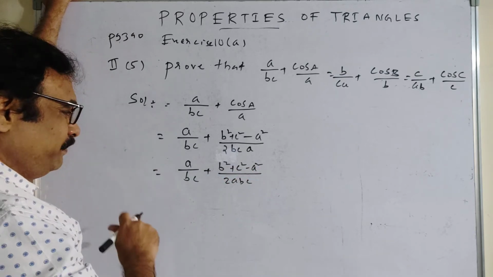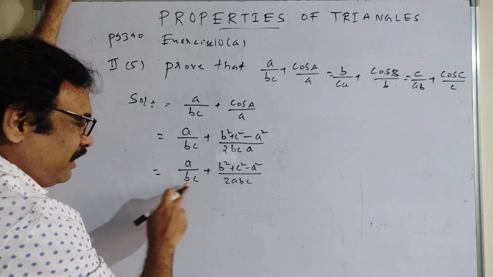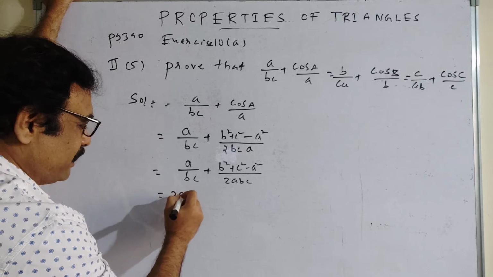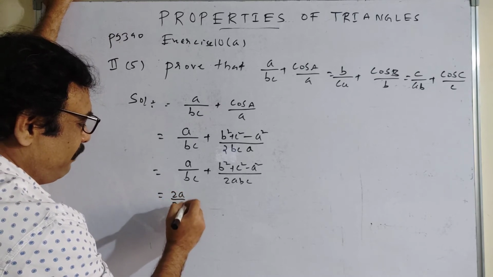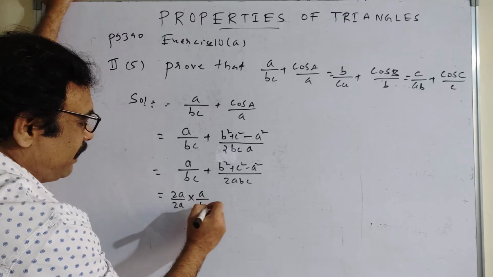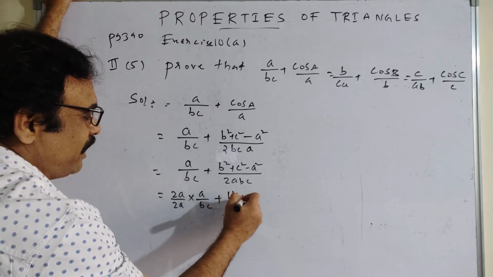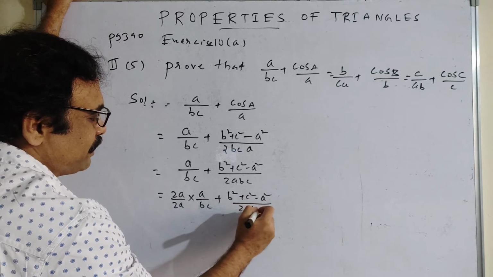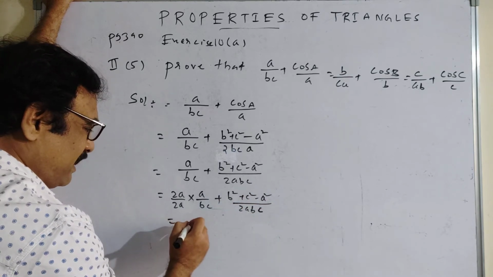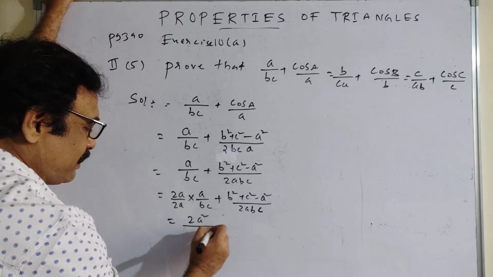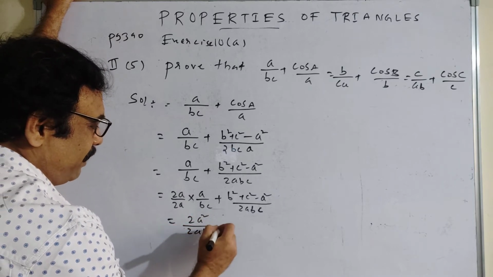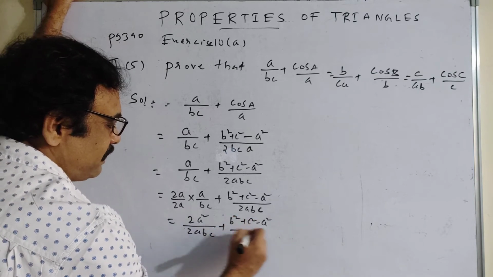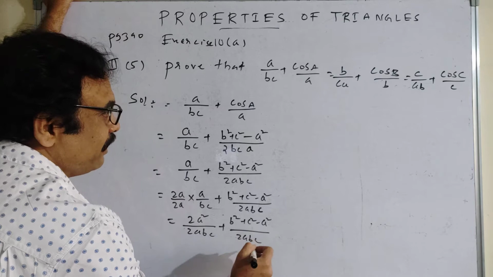Now the question is that this has 2abc in the denominator, so here also 2abc should be there to take out the LCM. So you multiply in this way: multiply with 2a. This is a by bc, and this is b square plus c square minus a square by 2abc. So what exactly are you going to get? This is 2a square by 2abc, and this is b square plus c square minus a square by 2abc.